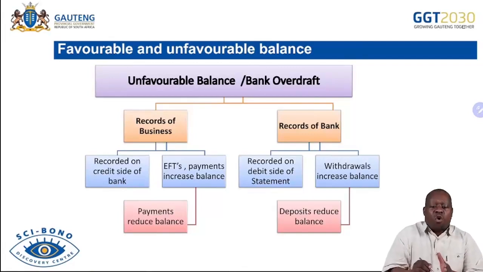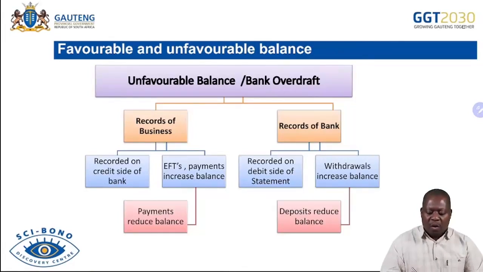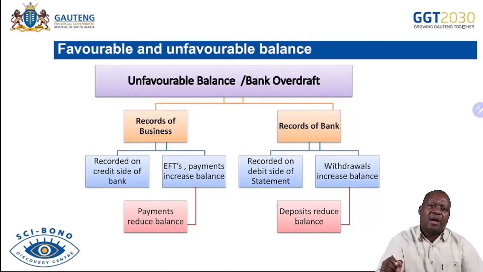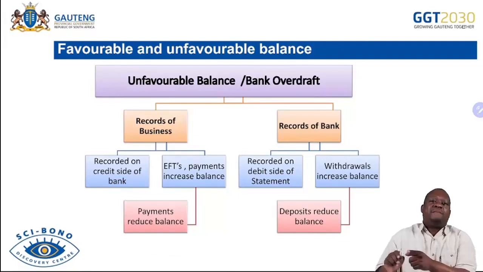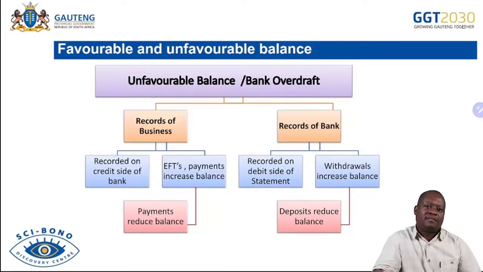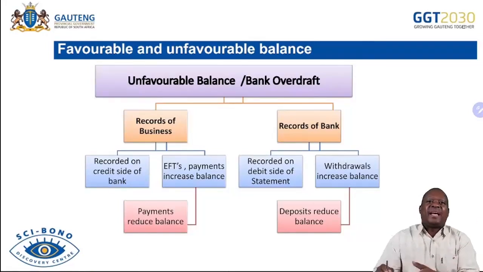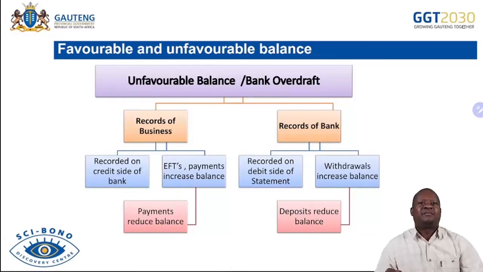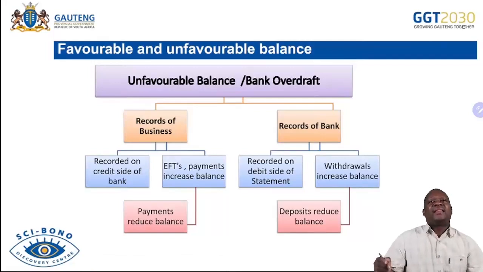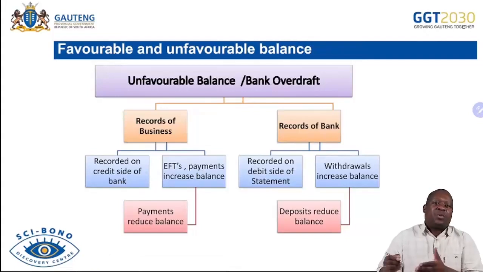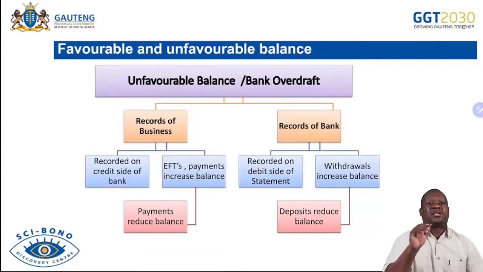Now, what happens on the side of the bank? When we are looking into the records of the bank, when we are having an overdraft, it is recorded as a debit balance. In the bank account, it's recorded as a credit because it's a liability. On the bank statement, it's recorded as a debit. It means we have overdrawn our accounts. Remember, a credit balance in the bank statement means we are having money. It means a positive. But when it becomes debit, it means it's an overdraft.